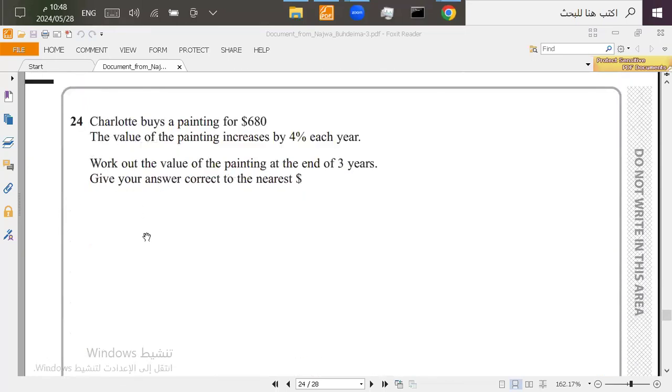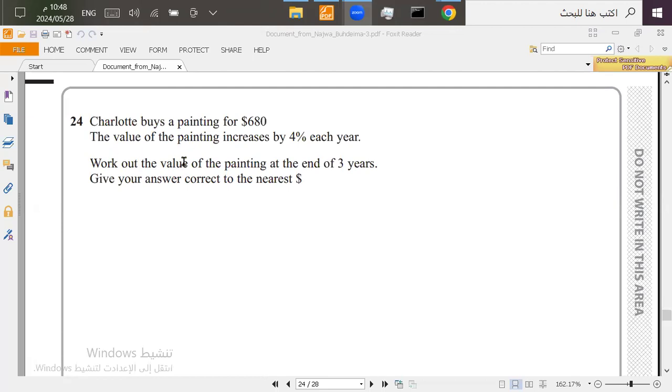Question 24. Charlotte buys a painting for $680. Now, the value of the painting increases by 4%. Work out the value of the painting at the end of 3 years. So we need the value of the painting at the end of 3 years. Give your answer correct to the nearest dollar.